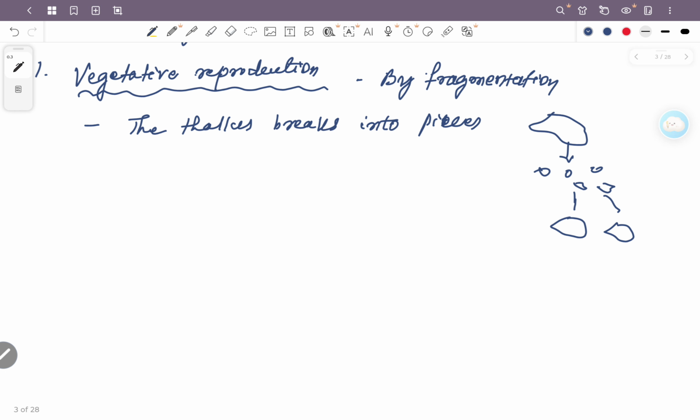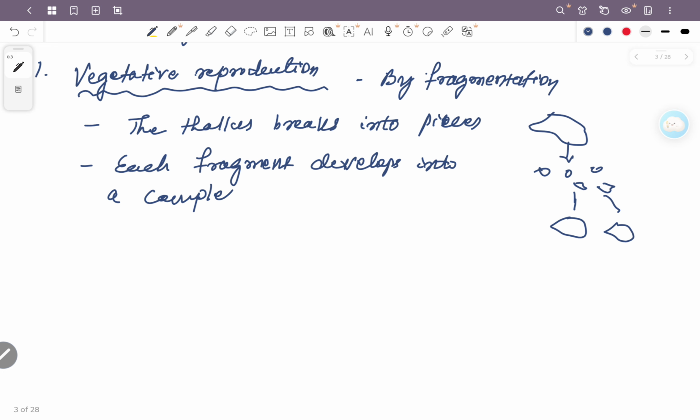a complete new plant. Okay. So this is fragmentation. For example, Spirogyra. So these examples are very important, children.